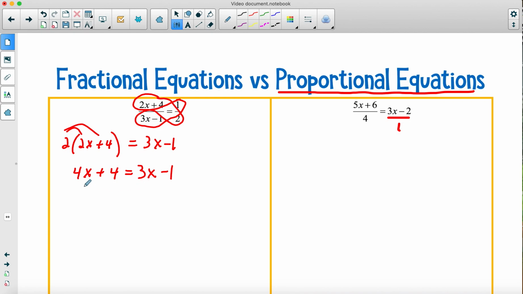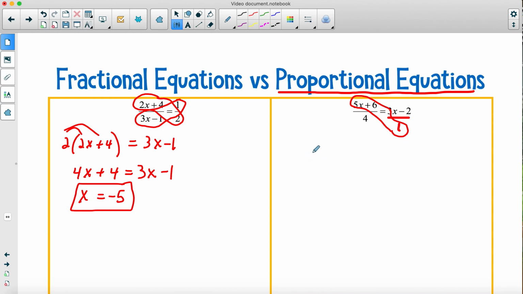I'm going to subtract my 3x from both sides and get x, and I'm going to subtract 4 from both sides to get negative 5. So now I know x is equal to negative 5. Okay, over here, same idea. Fraction equals a fraction. I want you to look at it and say, okay, this is not so bad. I'm just going to cross multiply.